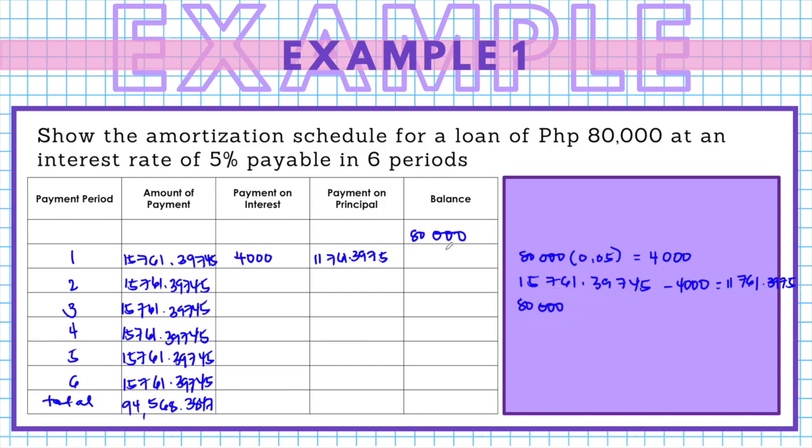So to determine the balance, we just need to subtract 80,000 pesos with 11,761.3975 to figure out how much of the balance needed to be paid. So subtracting this one, we have 68,238.6255. So we're going to be writing this here.